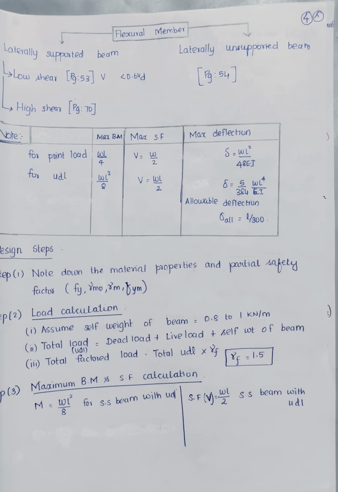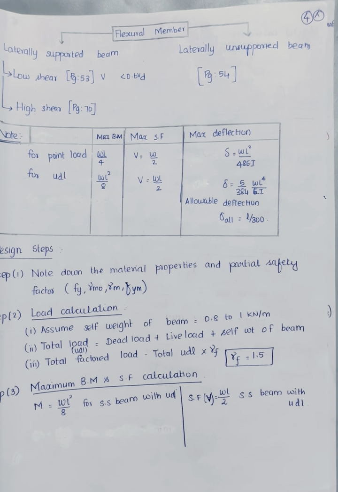Next, step 2 is the load calculation. So what is a load calculation? First we'll assume a self weight of the beam as 0.8 to 1 kilonewton per meter. Now we can calculate the total load. Total load is dead load plus live load plus the self weight of the beam. Dead load and live load would be given in the question. Self weight you assume and you identify the total load. Now total factored load will be total UDL multiplied by gamma f. Gamma f is equal to 1.5, that you know already. So we can obtain the total factored load.